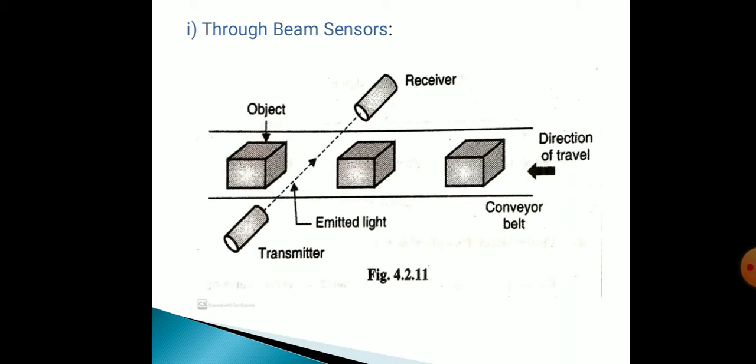The first one is the through beam sensor. It consists of an object, transmitter, receiver, emitted light, conveyor belt and direction of travel. This is used for absolute detection of an object. The transmitter section and receiver section are placed opposite to each other. A conveyor belt carries the objects. These objects are packed boxes of any product and are to be counted for dispatch.